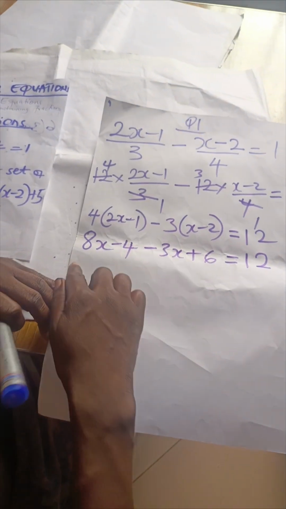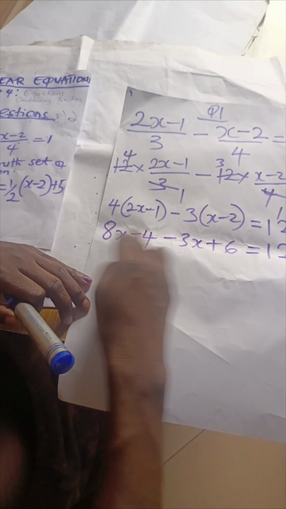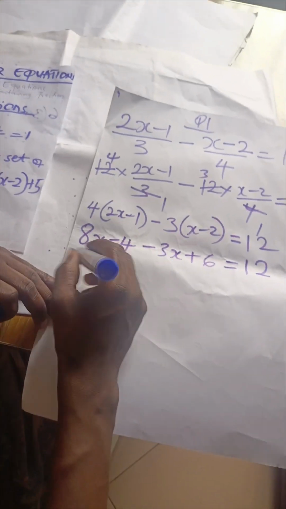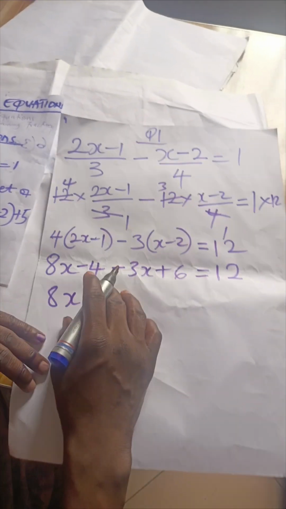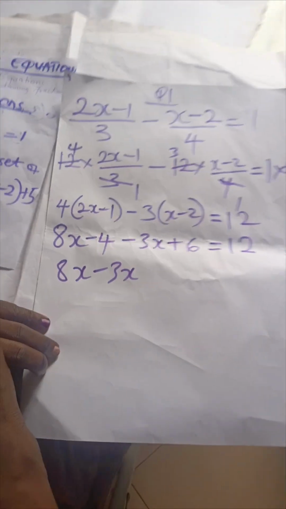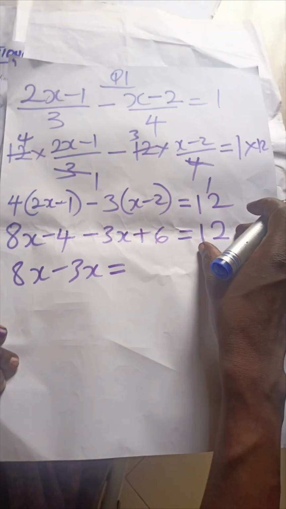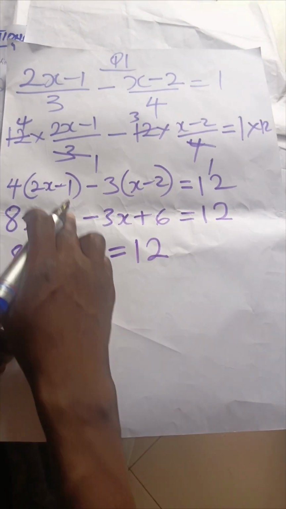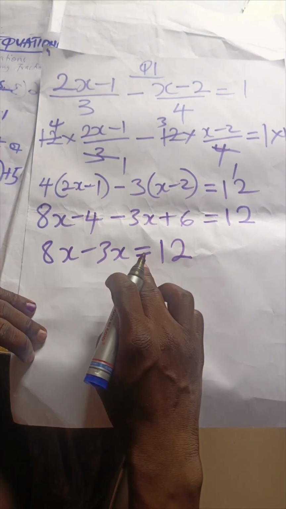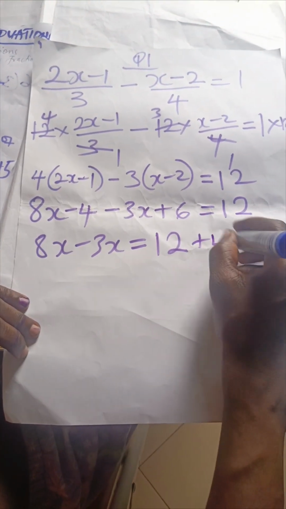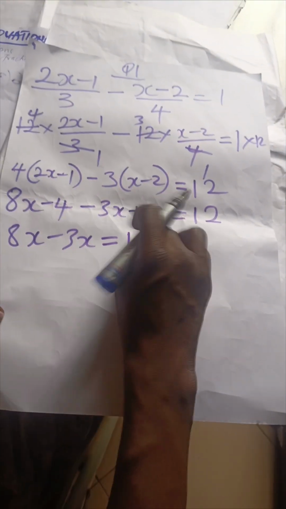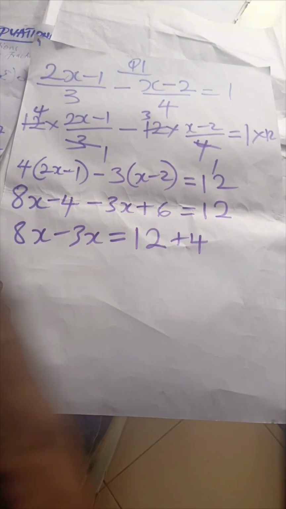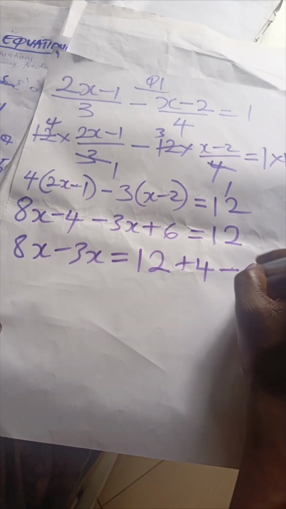Now here, we are going to group like terms. Now this and this are alike. So you group them here. So 8x minus 3x. Like this. Then you bring your equal sign here. This 12 is already here. So you write your 12 here. Then you bring this 4. This 4 is negative. So when it is crossing the equal sign, it becomes positive 4. Then you come to this side also. This 6 is positive. So when it is crossing the equal sign, it becomes negative 6.